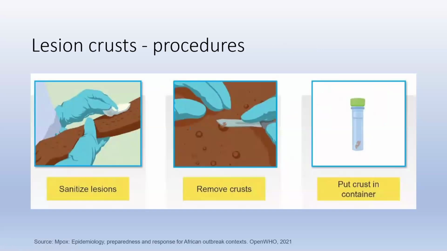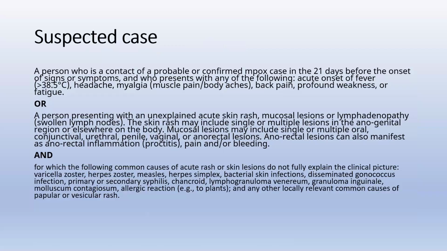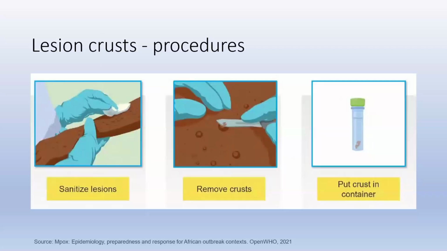For the crust, again, sanitize, remove the crust, and then you can collect the crust in a container, and this is what you are going to submit for testing. For oropharyngeal testing, it's basically the same procedure we use to test for COVID. You'll just take the sample the same way, and then that is what you will submit for testing.